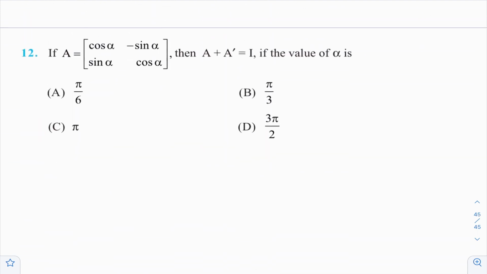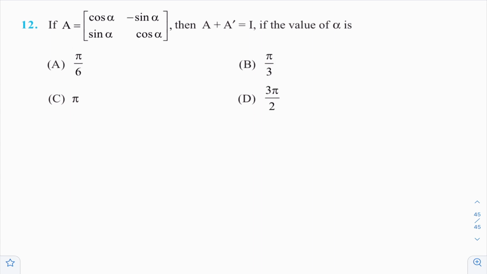Now, last question in this exercise. Okay, what is this question? They given matrix A and they given A plus A transpose equal to I. They are asking us to find the value of alpha. Okay, first thing. They given matrix A, right? I'll write that matrix. This is matrix A.